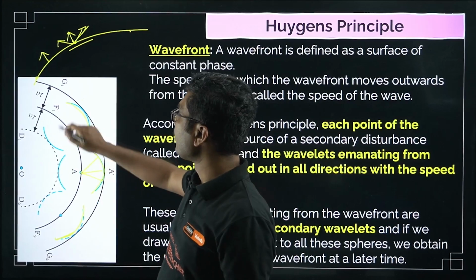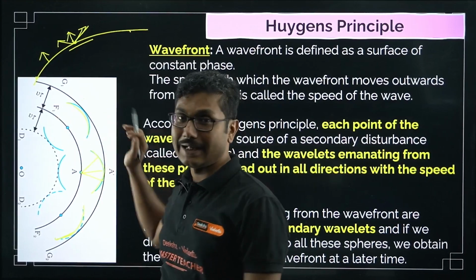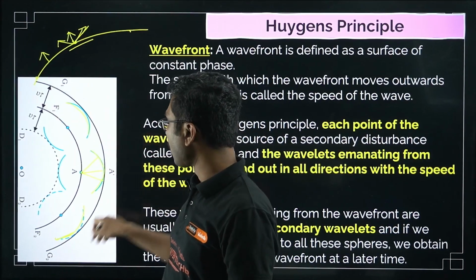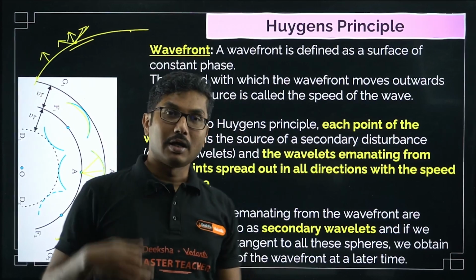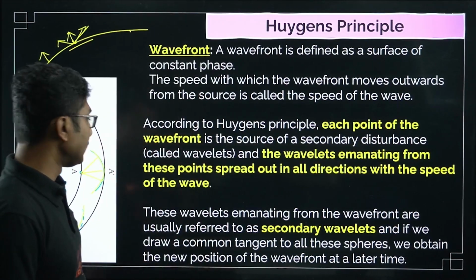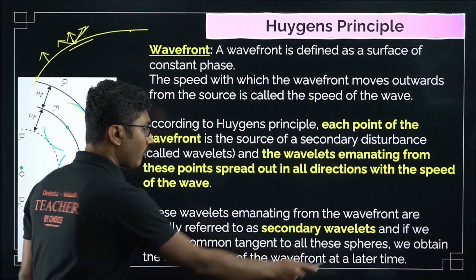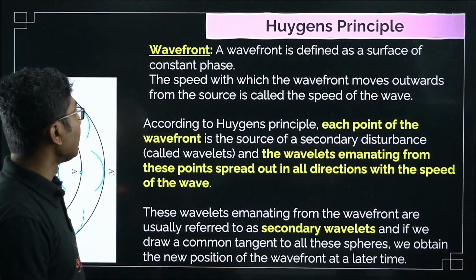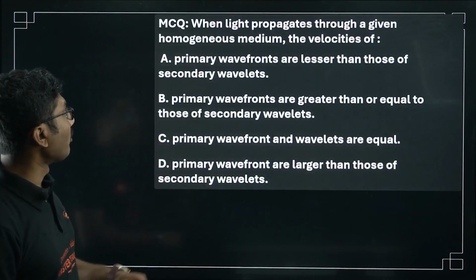So after time t, you have to consider all the secondary waves, and then you have to draw a common tangent. Then you will get the wavefront after time t. This is called the new position of the wavefront. Now let's move on to a problem.